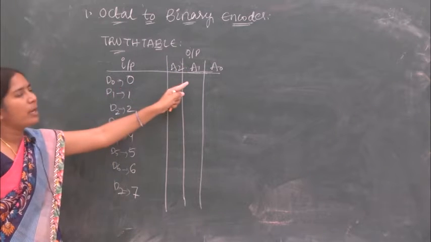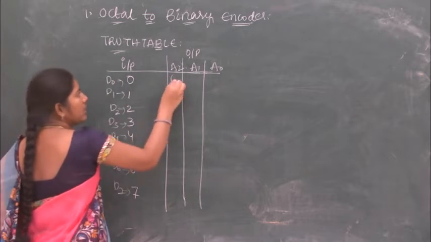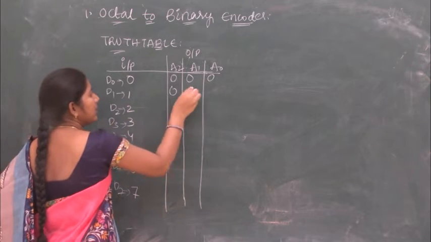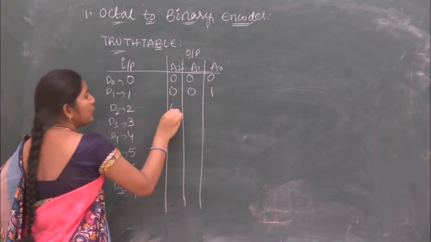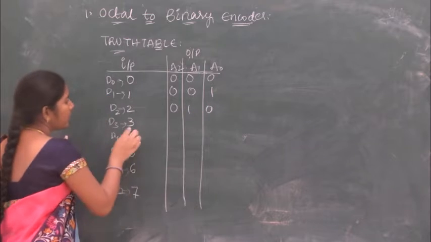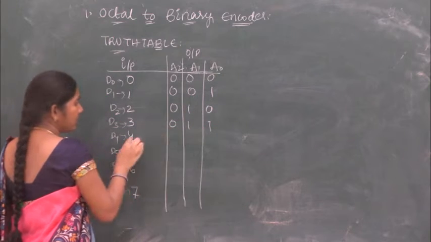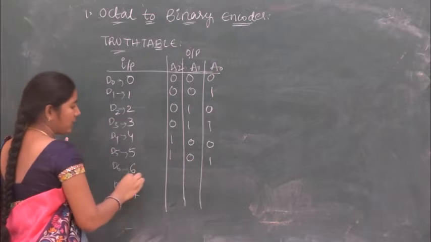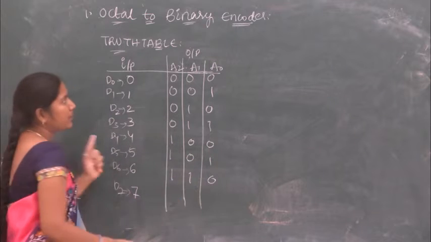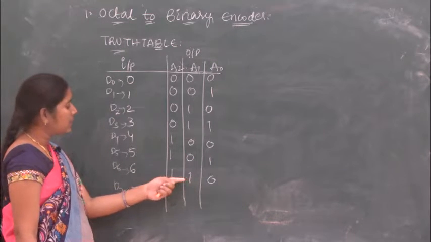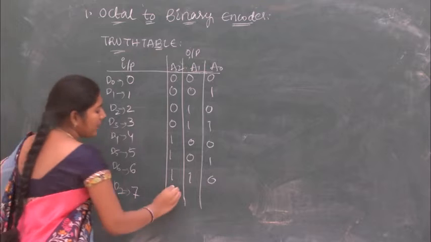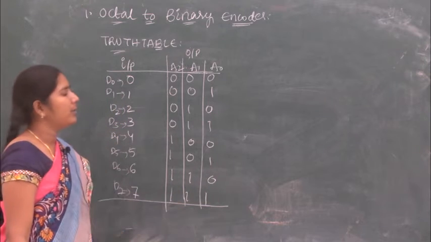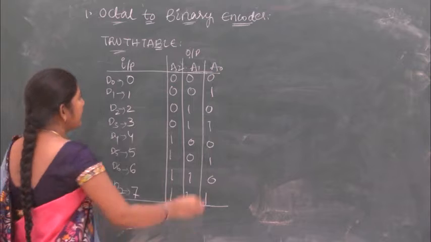So 0 corresponding binary is what? 0, 0, 0. 1 corresponding binary number 0, 0, 1. For 2 it is 0, 1, 0. 3, 0, 1, 1. 4, 1, 0, 0. 5 is nothing but 1, 0, 1. 6 corresponding binary number is 1, 1, 0. 7 corresponding binary number is 1, 1, 1. Right?